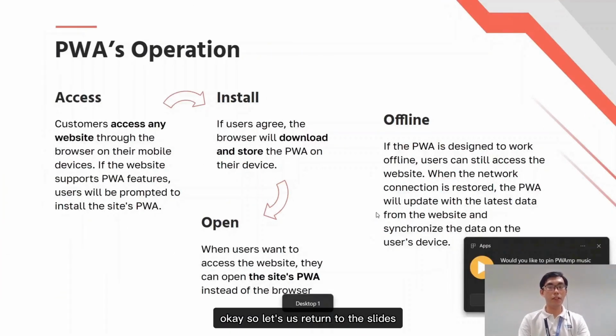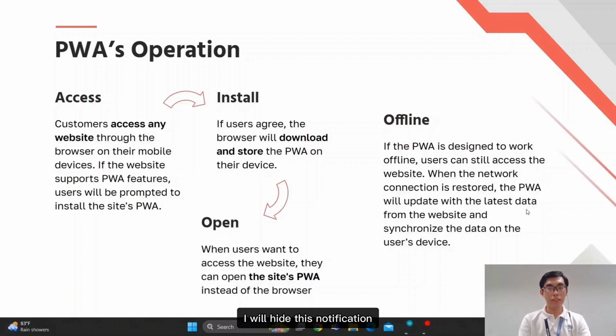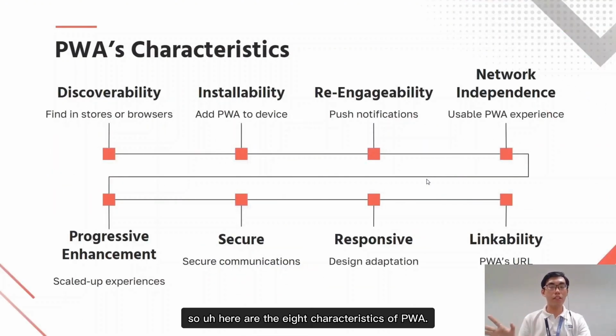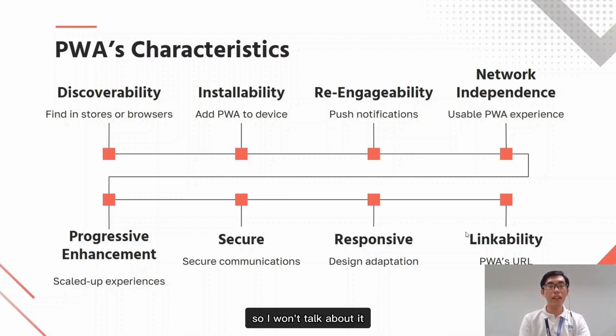Okay, so let us return to the slide. I will hide this notification. Okay, so here are the 8 characteristics of PWA. Responsive and linkability are the simple characteristics of a normal website, so I won't talk about those.